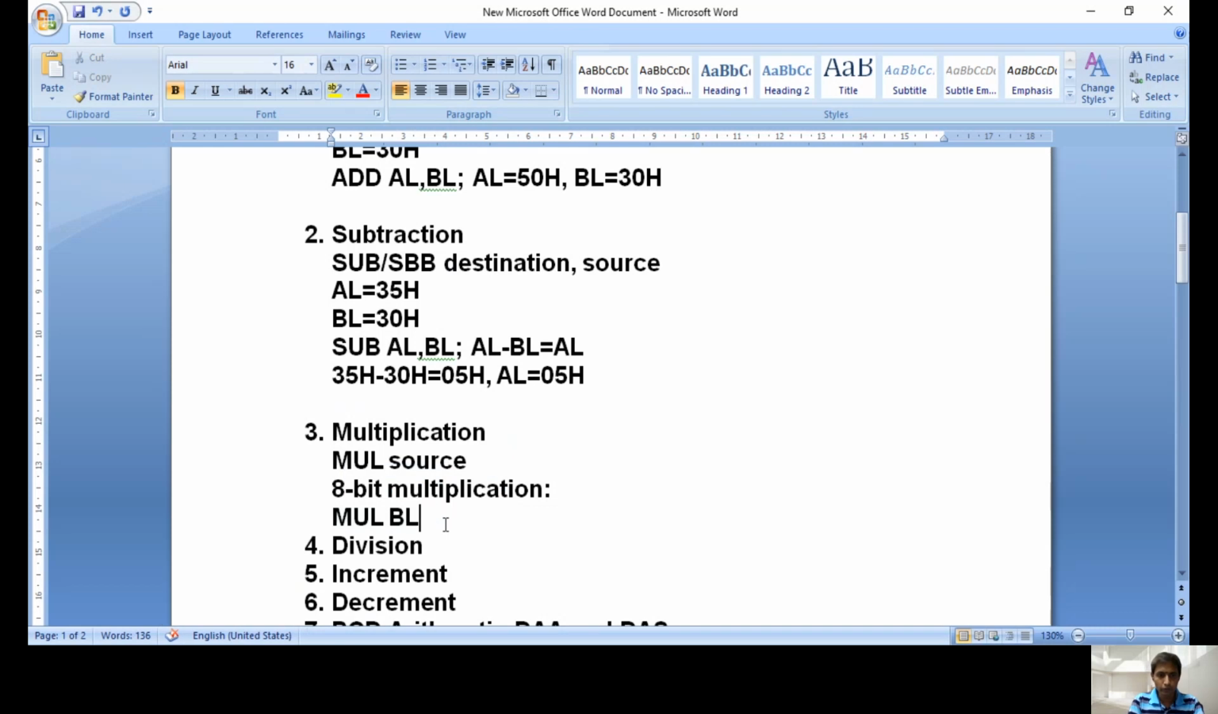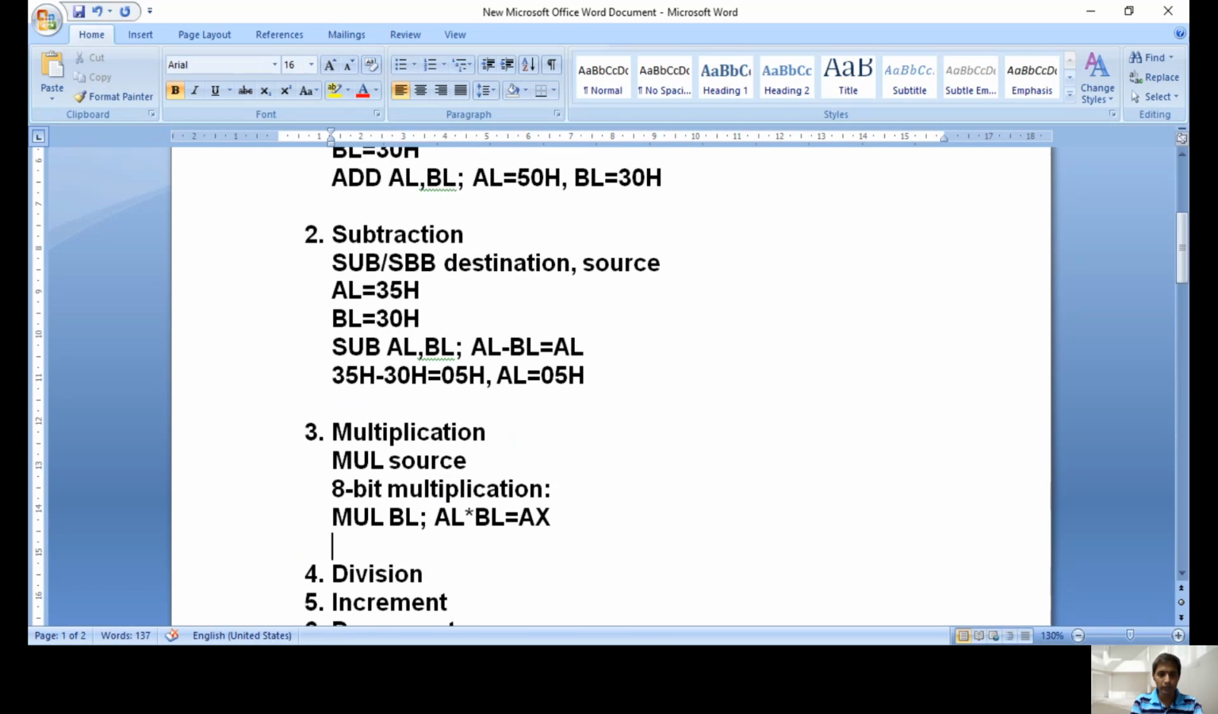So what is the meaning of this MUL BL? If you perform MUL BL, then automatically the content of AL is multiplied with BL and result is stored in AX register, because if two 8-bit numbers are multiplied, result is more than 8-bit. That's why your AX register stores the result. So in that AX, AL contains lower 8-bit result, AH register contains higher 8-bit result. Like that it will be done automatically if you write multiplication instructions.